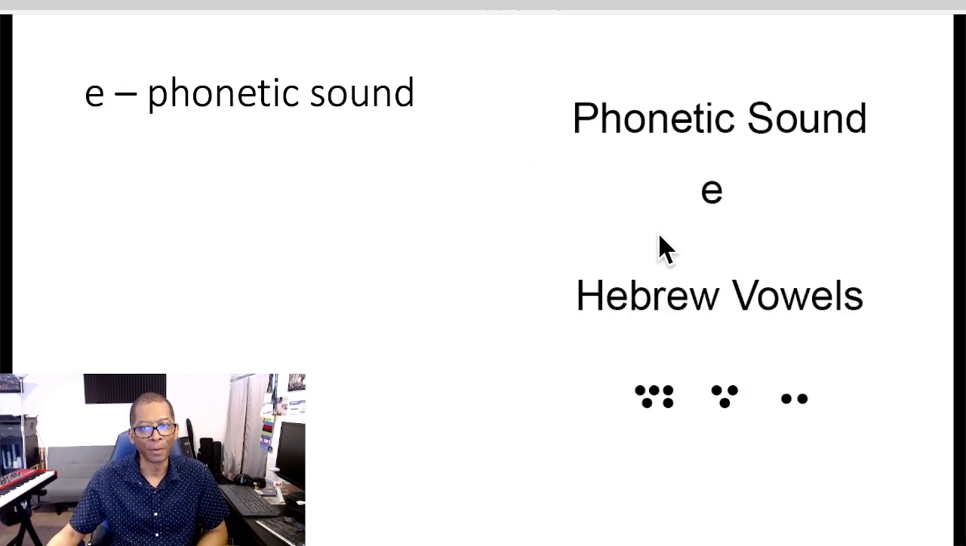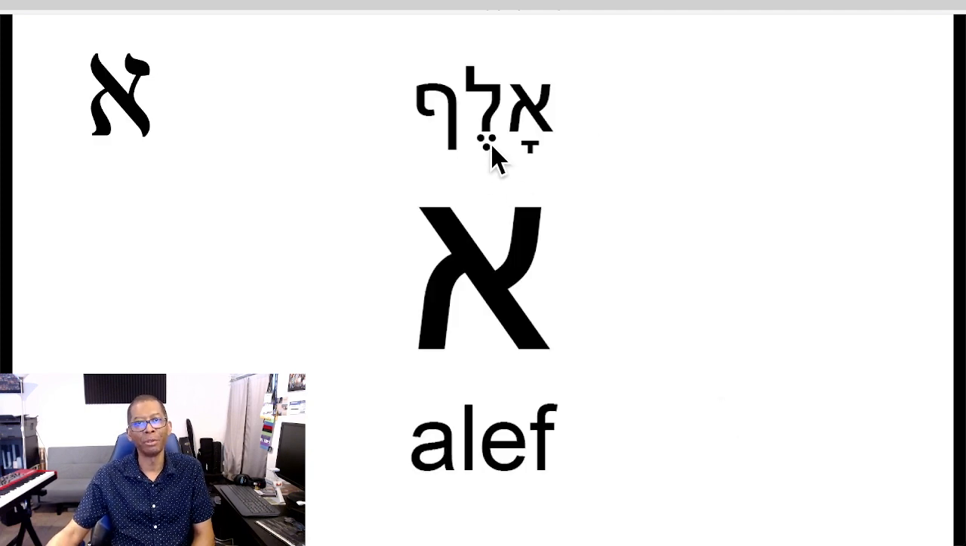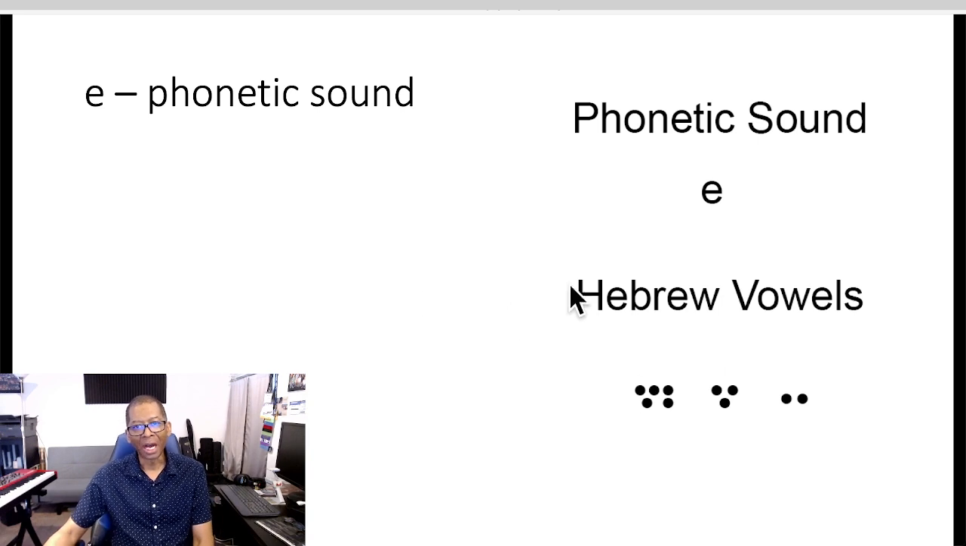So moving forward, the E sound. E is represented by either two dots, three dots, or five dots. So that's these three dots. If I come back over here, that's how I knew this Lamed was going to be pronounced Lamed, Aleph, Lif. Okay? So for the E vowel sound, we're going to see either two dots underneath the word, three dots, or five dots.